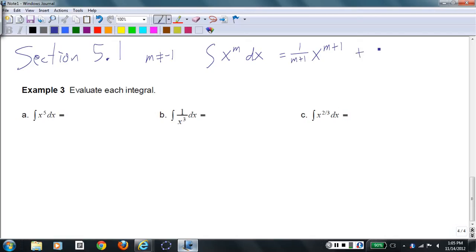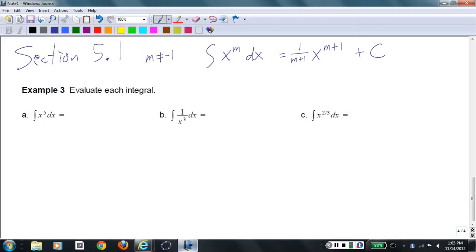And of course, we need a constant of integration. If we find an expression whose derivative is equal to the original, then adding any constant is also going to have a derivative equal to the original. So we must have the constant of integration. Basically, this represents the set of all expressions whose derivatives are equal to the integrand x to the m.